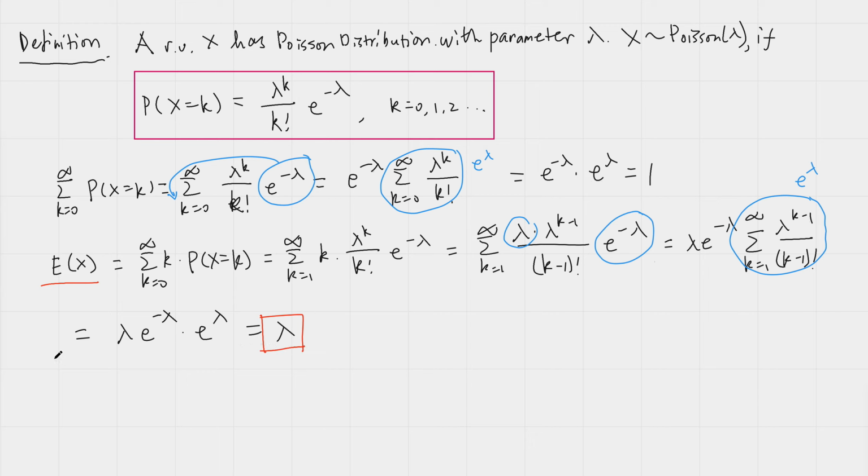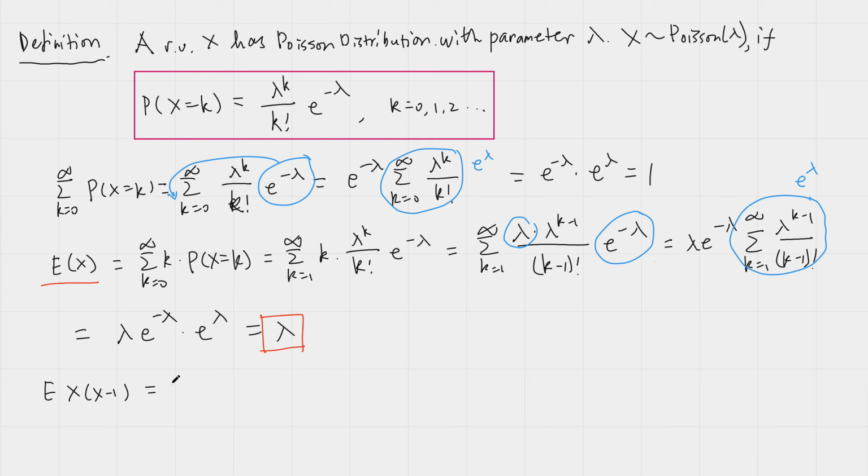Next we want to calculate the variance of X. To calculate the variance of X, we need to calculate the expected value of X squared. But instead of calculating E[X squared] directly, we can calculate this first: X times X minus 1. So we calculate the expected value of X times X minus 1, and we will show why this is more convenient.